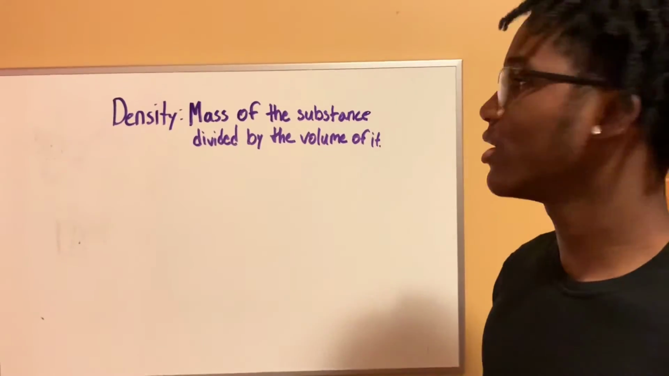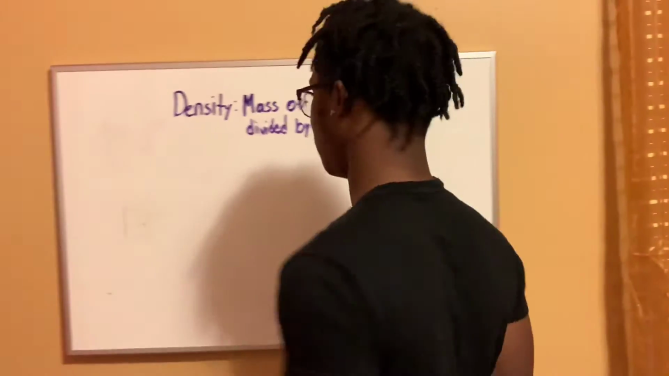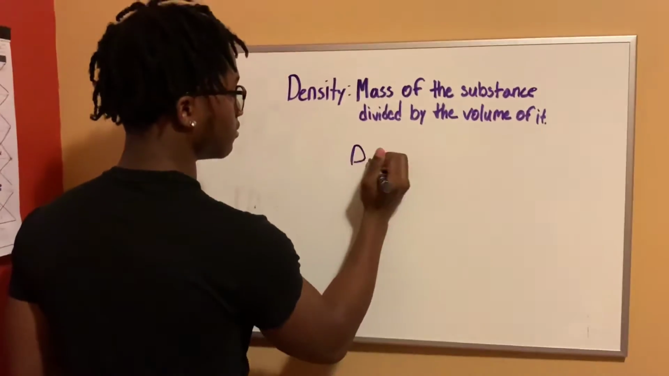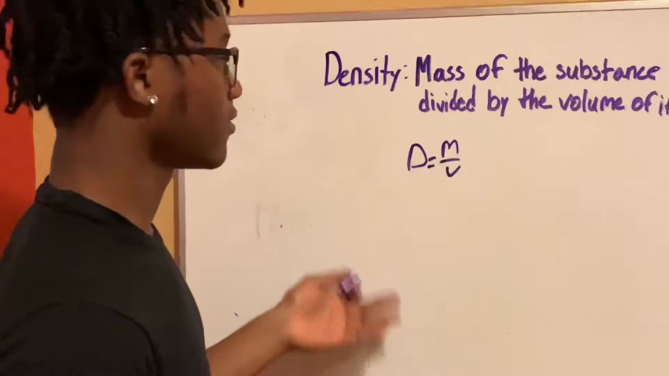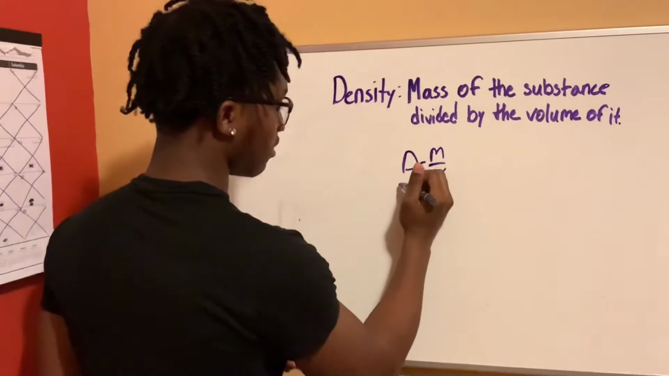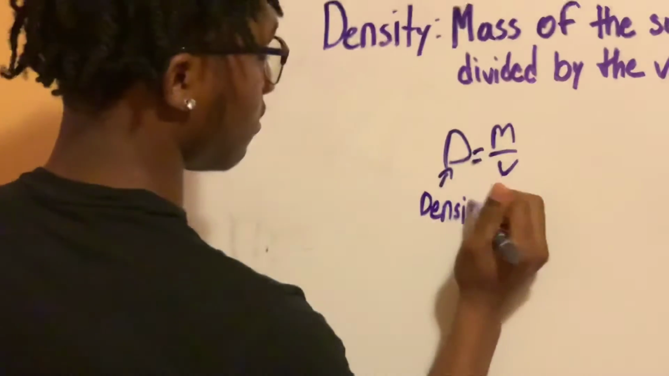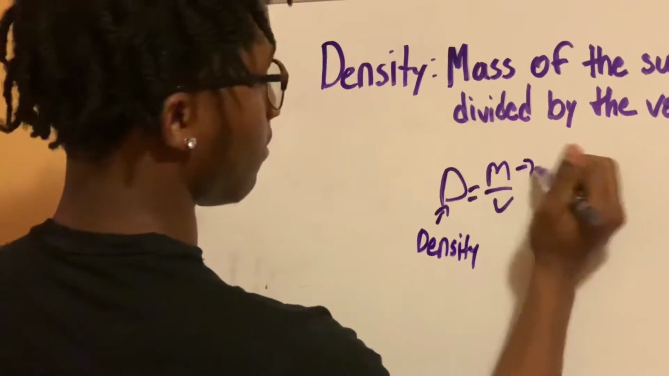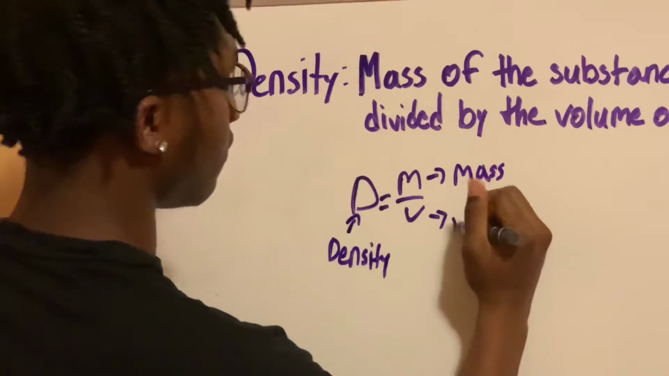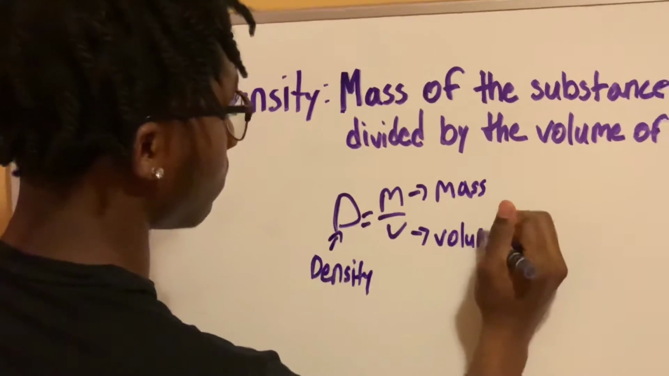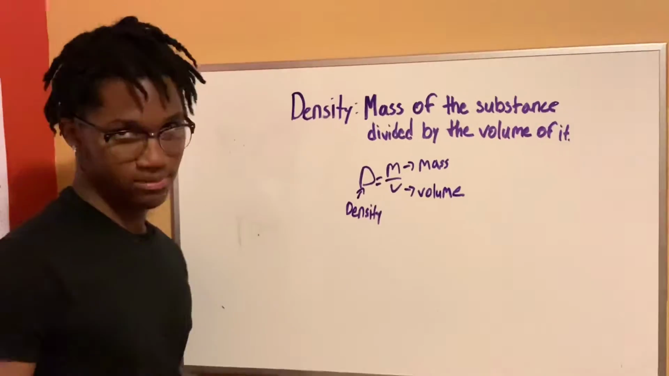Density is described as the mass of the substance divided by the volume of it. It has an equation too. It goes D equals M over V. These letters aren't just for show, they actually have meaning to them. The D stands for density, M is mass, and the V is for volume. And it would be mass divided by volume equals density.